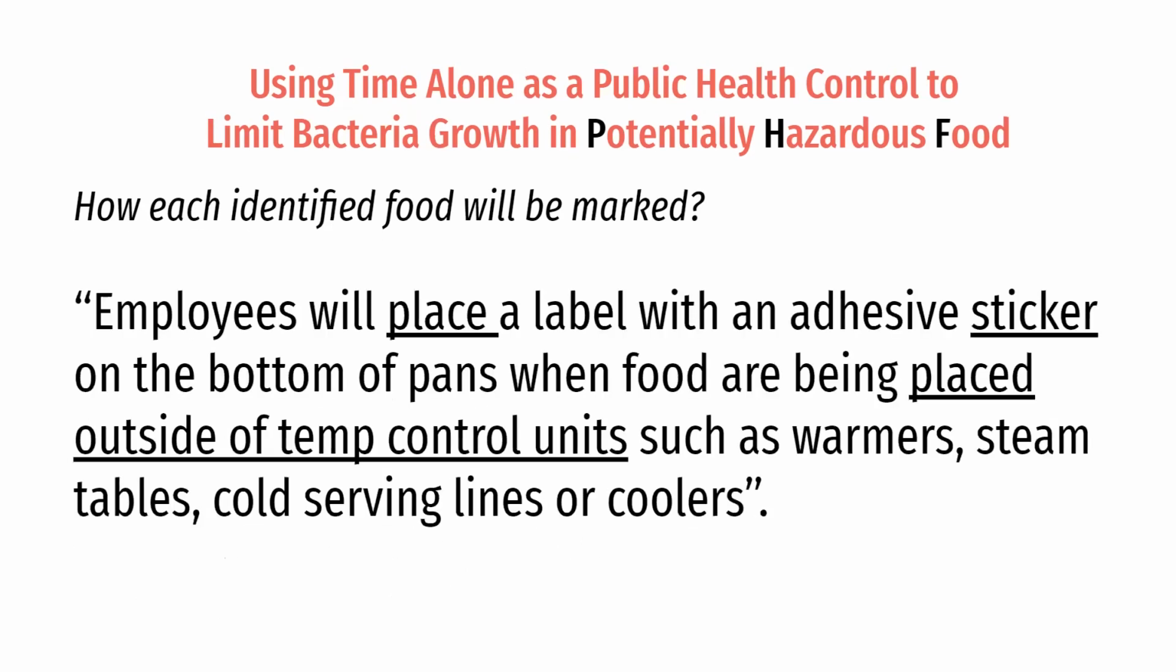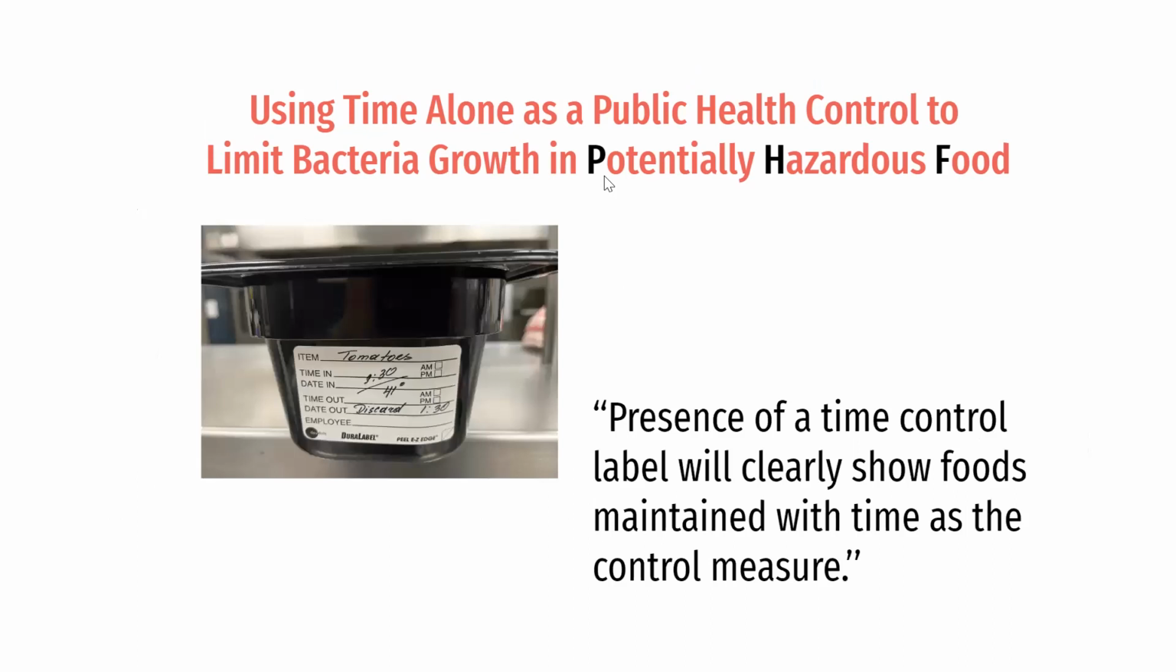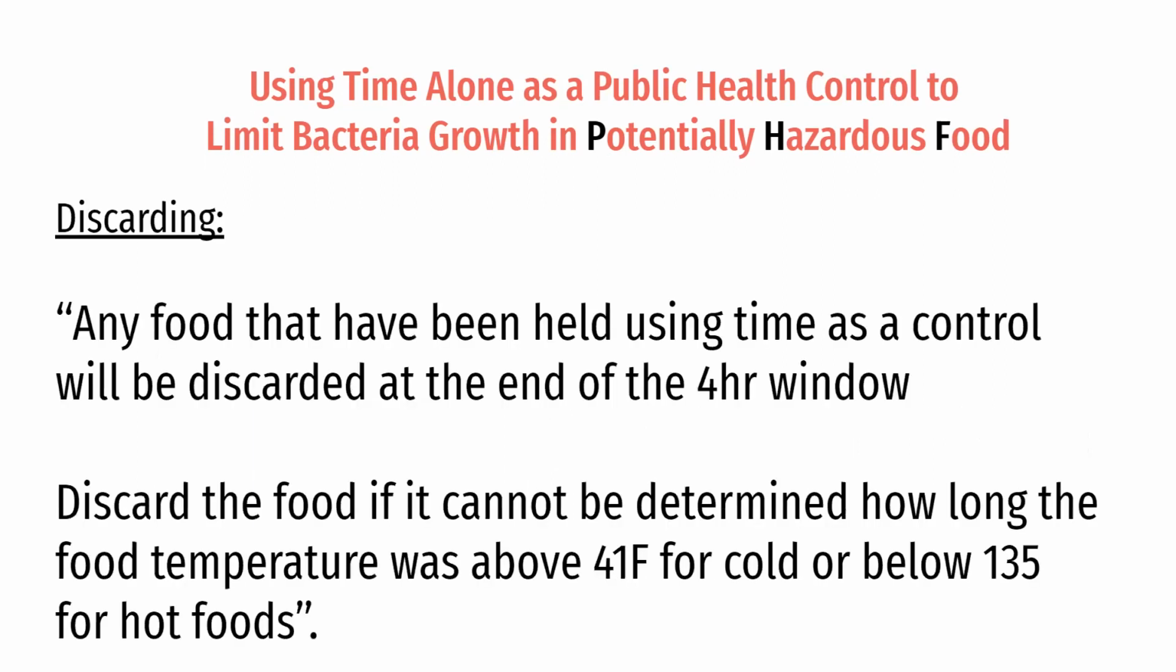Put the sticker on each container which is placed outside of temperature control units. The label shows that food is maintained with time as a control measure. Once time as a control has begun, food cannot be returned to temperature control and it must be discarded. The food must be discarded at the end of the serving period or when the time limit has expired.